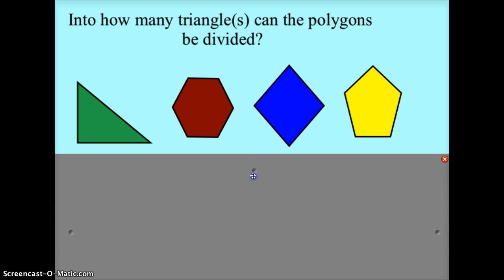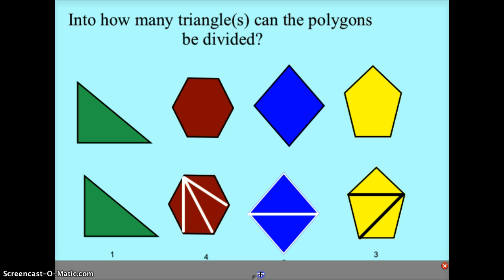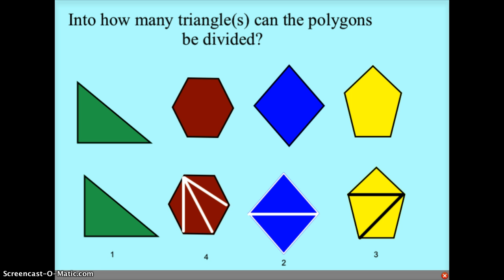Your drawing should look something like this. I was able to divide the different polygons into separate triangular areas. Notice that this 6-sided shape has 4 separate triangles. This 4-sided shape has 2 separate triangles. And this 5-sided shape has 3 separate triangles. This becomes very important.